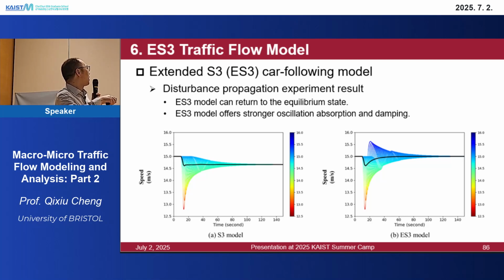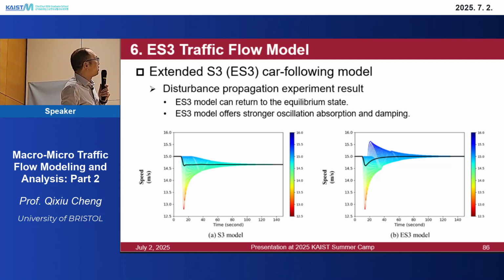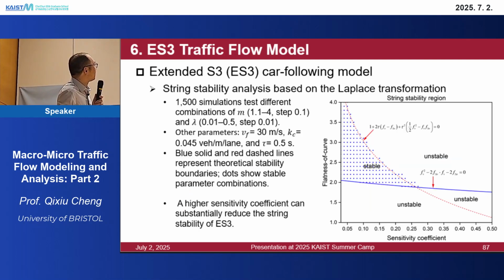We can see that in the original S3 model, the speed cannot go back to the original speed. But for the ES3 model, we can see the speed will return to the equilibrium state after the disturbance. And the ES3 model offers stronger oscillation obstruction and damping.